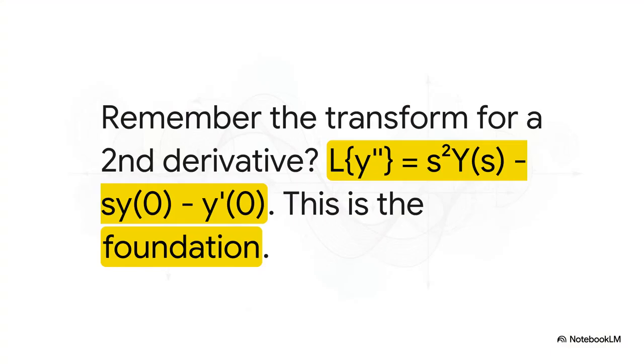Let's start on some familiar ground. This right here is the Laplace transform of a second derivative. You've probably used it a bunch of times. Just take a second and notice the structure. You've got an s-squared term multiplying your transformed function, y of s, and that's followed by terms that involve your initial conditions, y of 0 and y prime of 0. Keep that structure locked in your head.